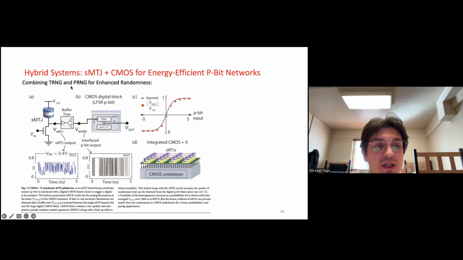We see the energy efficient probabilistic bit behavior with the sigmoid line. And here is why we use a buffer tree: at the SMTG voltage there was a lot of fluctuation, and it wasn't clocked, and by using a buffer tree we clock this signal, and as we can see here, the difference. And we use one SMTG to connect thousands of CMOS with these systems.